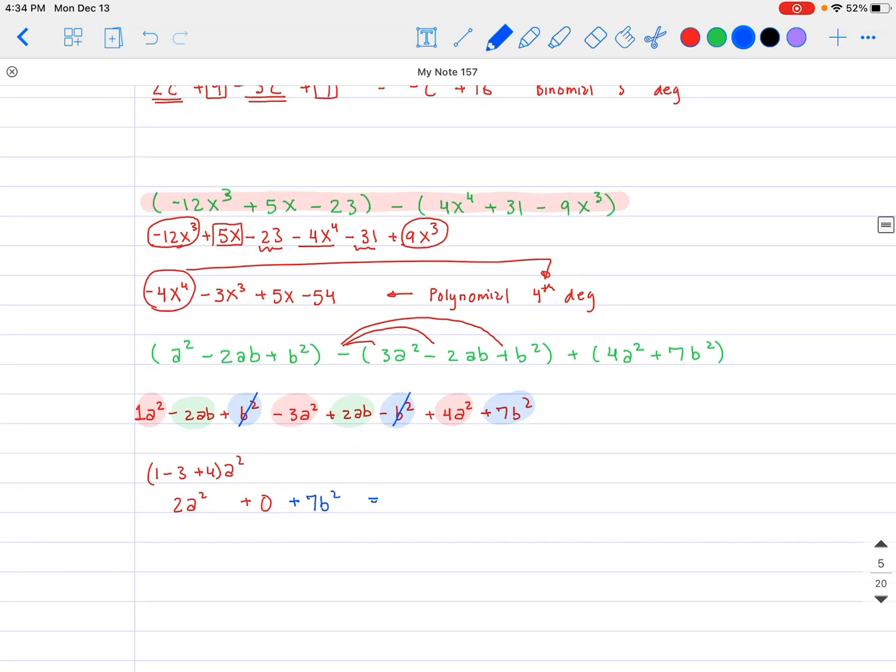So my final answer, if I clean everything up and not write the 0, will be 2a squared plus 7b squared. So that is going to be a binomial, and this is going to be of second degree because we have a squared and also b squared, and since they're the same, that's why we just go ahead and say second degree.